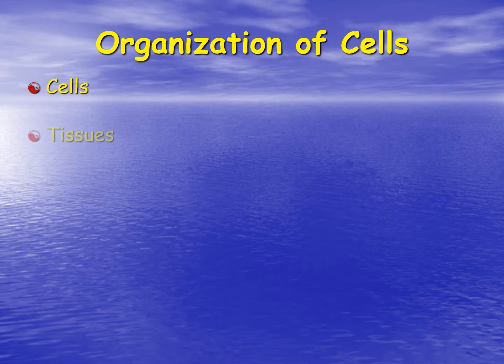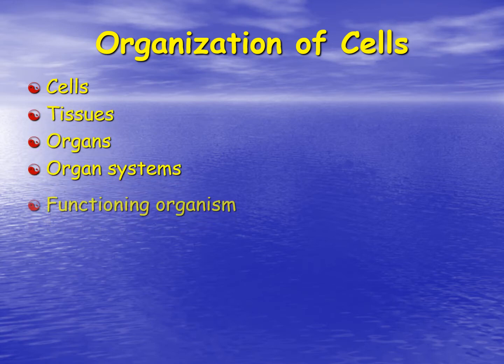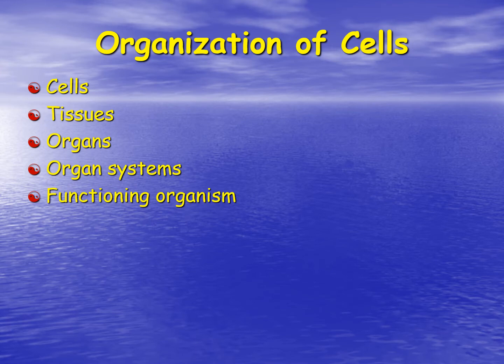So, cells, tissues, organs, organ systems, functioning organism. The cell is the fundamental unit of life. All cells then make up tissues, and a tissue is simply a group of the same cells that do a particular function. Tissues then make up the organs. The organs then make up the organ systems, and all of the systems together then make the functioning organism.